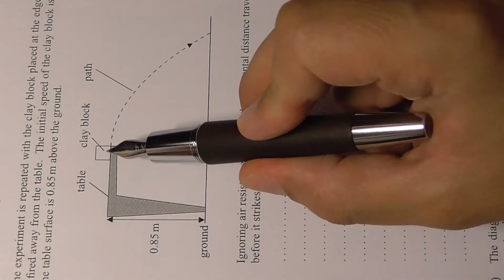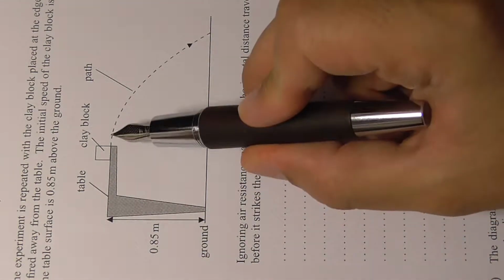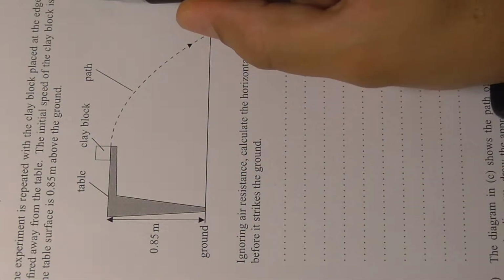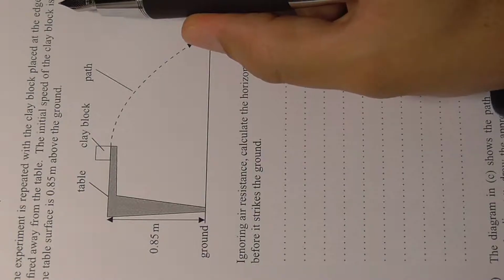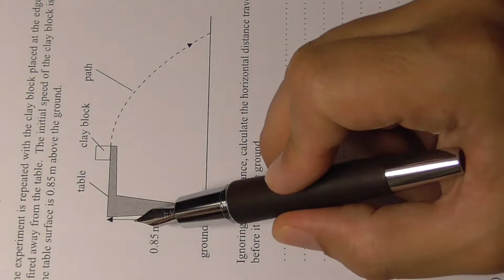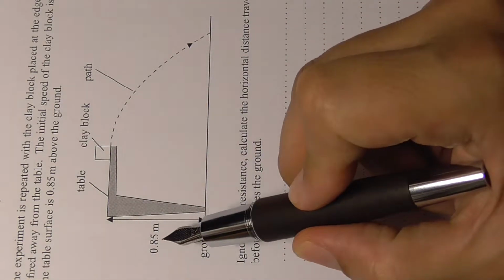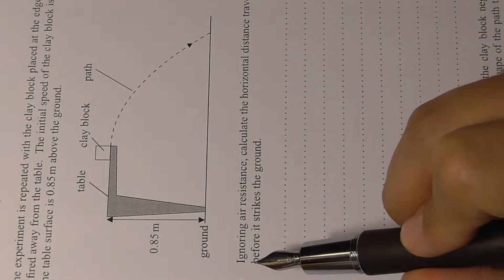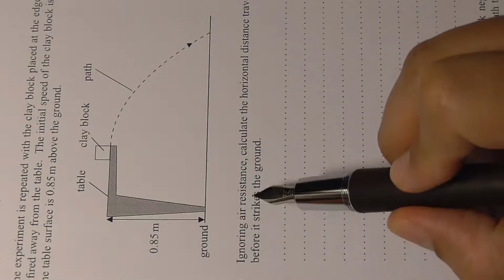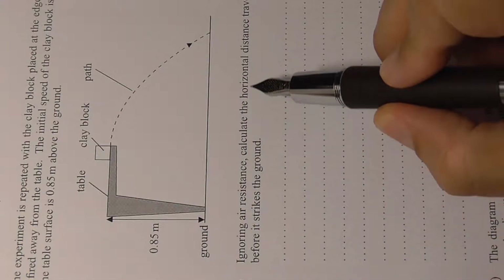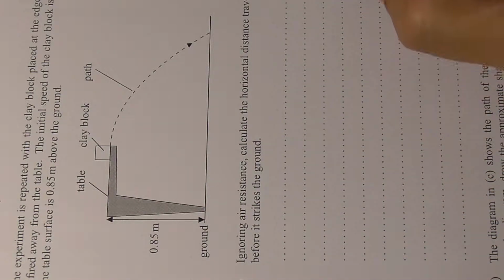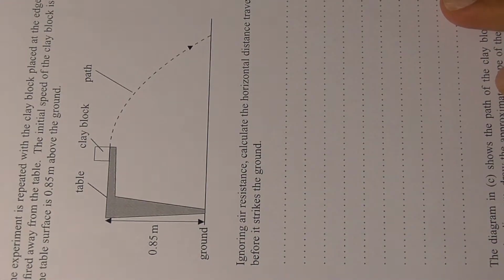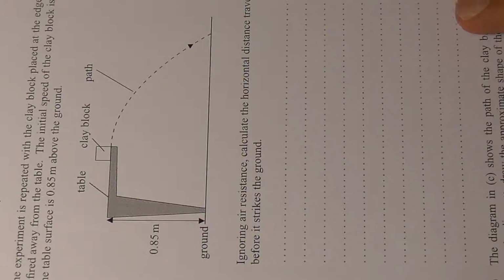Clay block, that's my mass. It's launched horizontally with a speed of 4.3 meters per second. The height of the table is 0.85 meters. The first question is, ignoring air resistance, calculate the horizontal distance traveled by the clay block before it strikes the ground. And this is worth 4 marks.